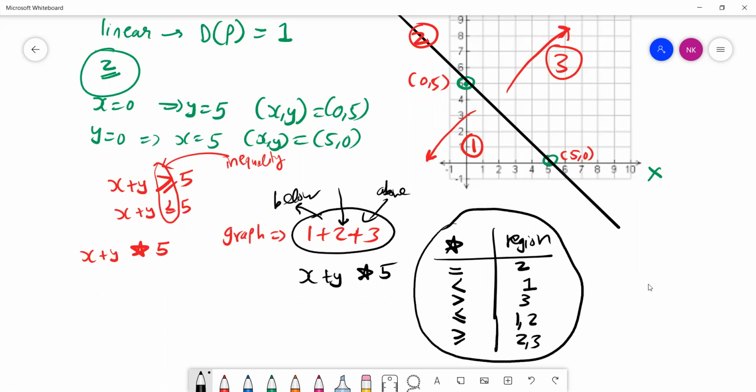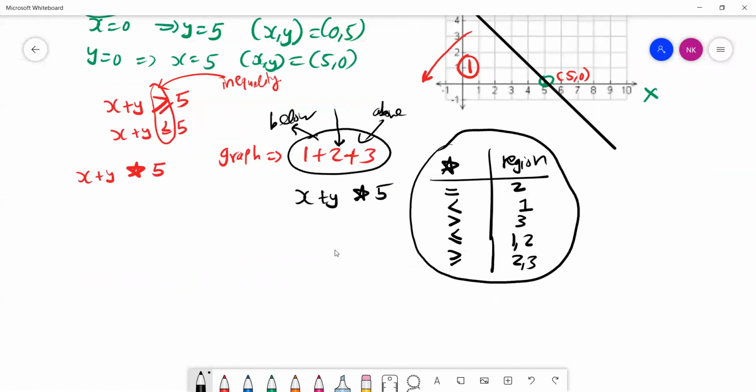So anybody having any doubt in this particular example? Is this clear? Anybody having any doubt? Okay, Viraj is asking, can we include not equal? Good one. Yes, definitely we can include the not equal to sign.